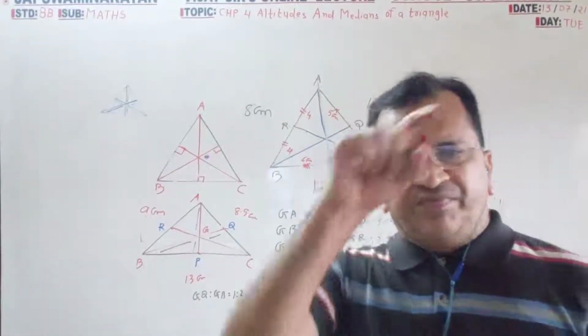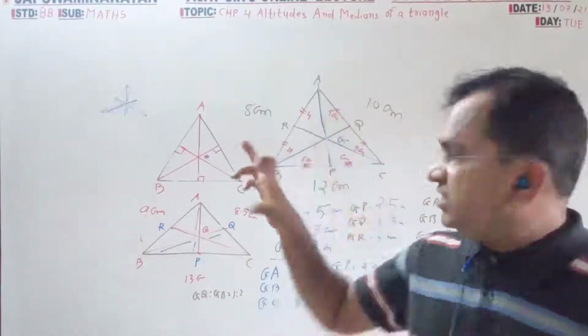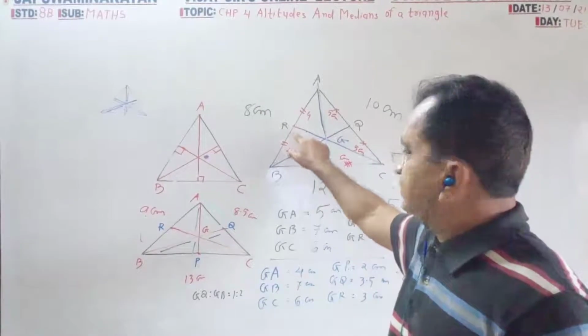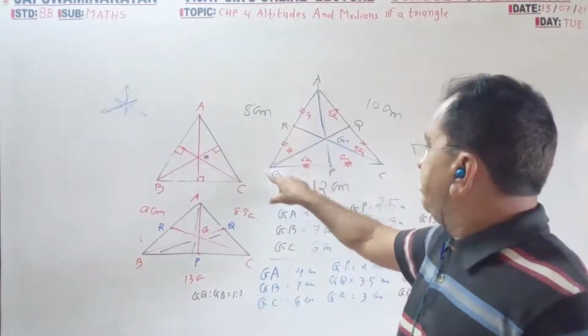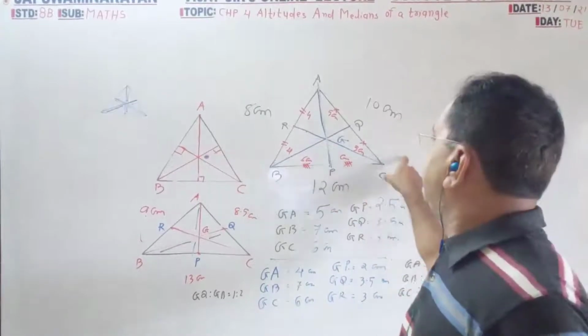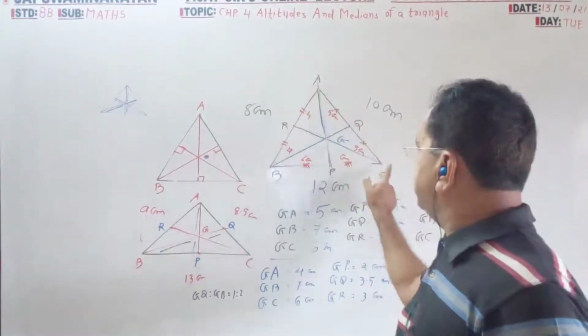So first you have to draw the triangle. Measure full length AB. Take a midpoint. Measure full BC, then take a midpoint. Measure this full, then take a midpoint. Join this, join this, join this.